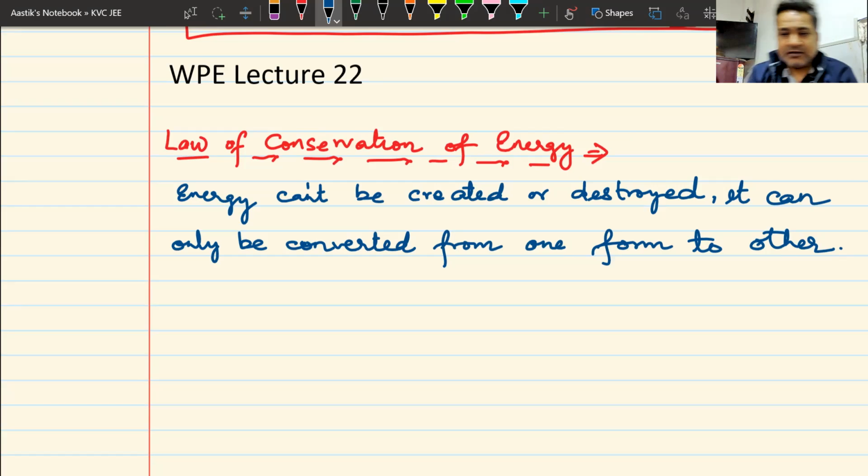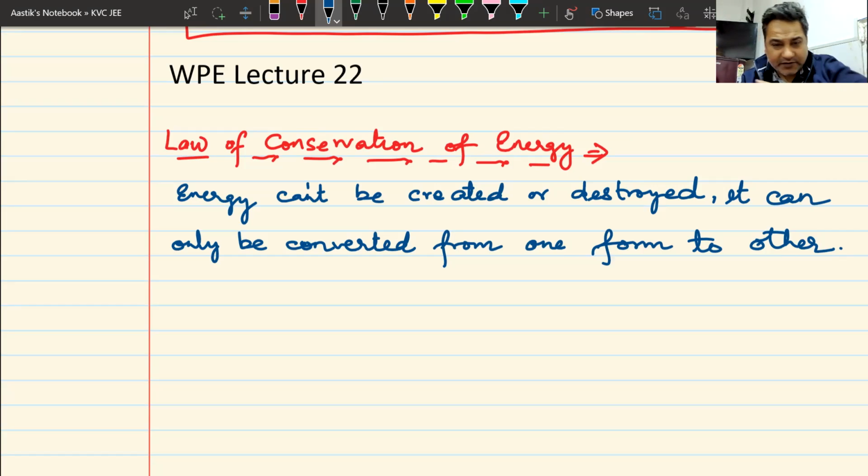Hydrogen is getting converted into helium and it is giving out a lot of energy. That energy comes in the form of sun rays and this gives life to earth. We cannot create energy, we cannot destroy energy. Energy can only be changed or converted from one form to another. This is law of conservation of energy. I hope every one of us understands it.